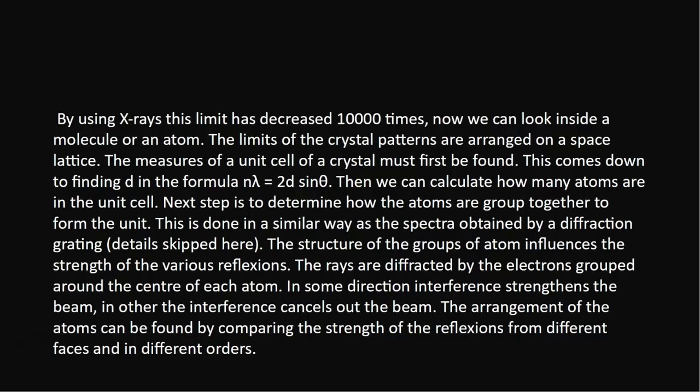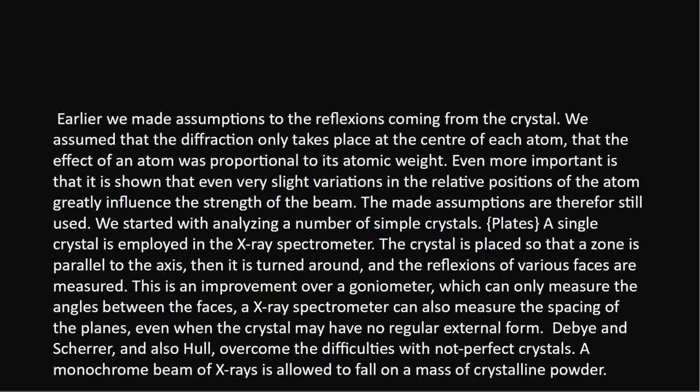The structure of the groups of atoms influences the strength of the various reflections. The rays are diffracted by electrons grouped around the center of each atom. In some directions, interference strengthens the beam, and in others, interference cancels out the beam. The arrangement of the atoms can be found by comparing the strength of the reflections from different faces and in different orders. Earlier we made assumptions about the reflection coming from the crystal. We assumed that the diffraction only takes place at the center of each atom and that the effect of an atom was proportional to its atomic weight. Even more important, it is shown that even very slight variations in the relative position of the atoms greatly influence the strength of the beam. The assumptions made are therefore still used.